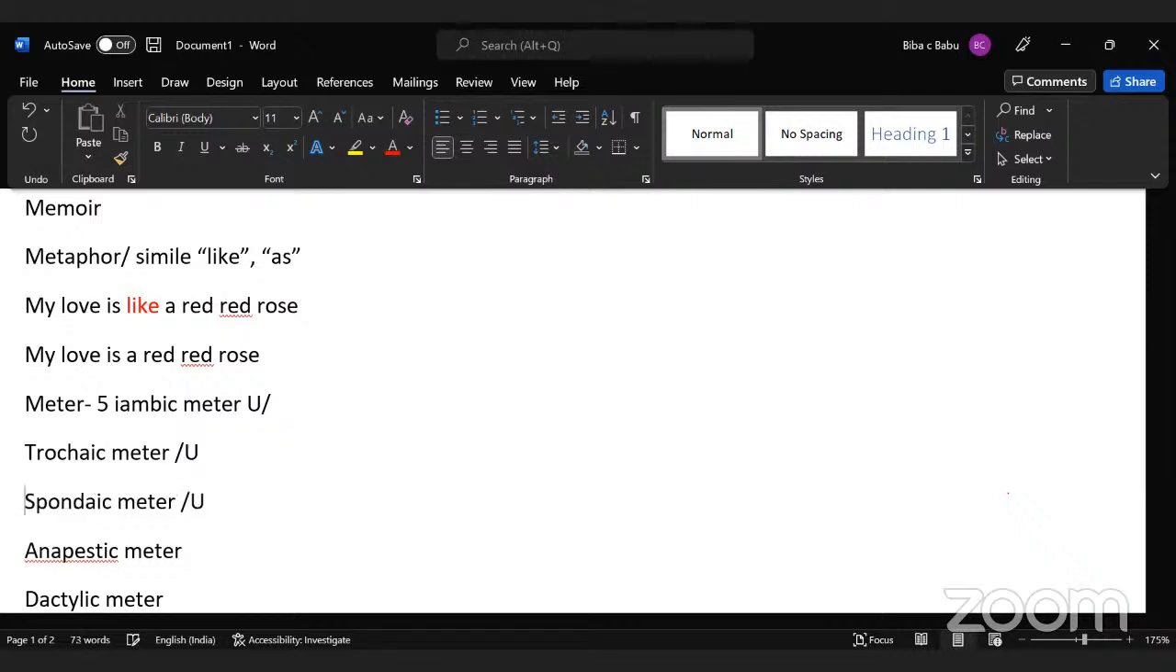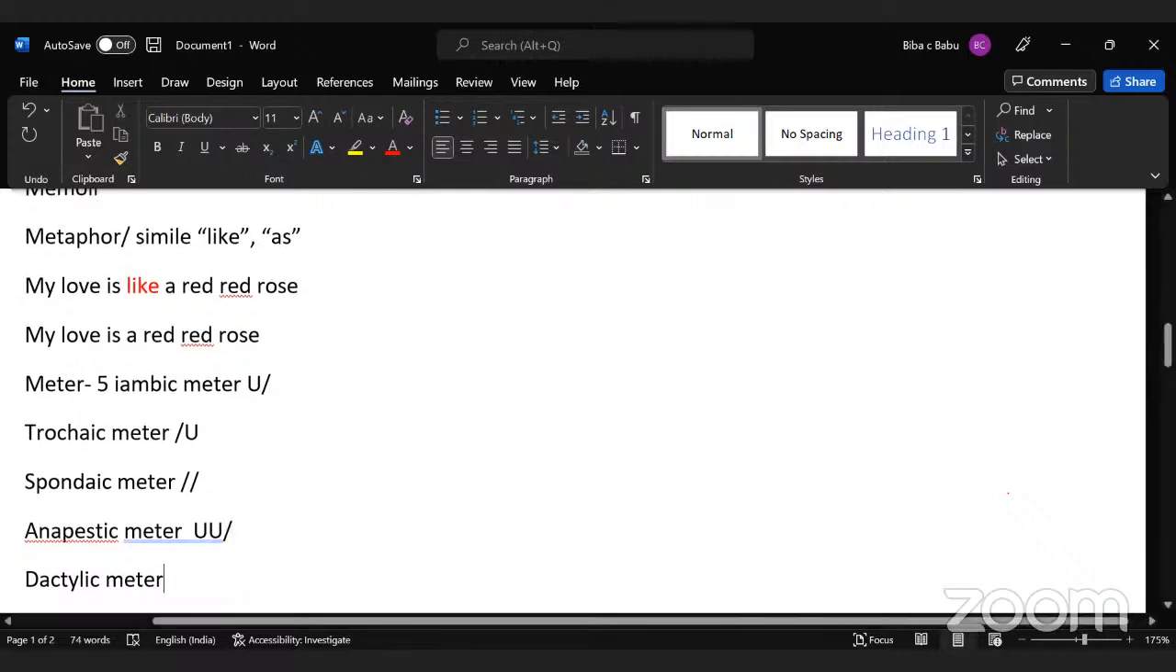Spondaic is both unstressed, both stressed syllable. Anapestic is unstressed, stressed. Dactylic, stressed, unstressed. I am writing slash and U because I already told you how to represent unstressed and stressed syllable. Unstressed syllable is represented as a U and stressed syllable is represented by a slash.